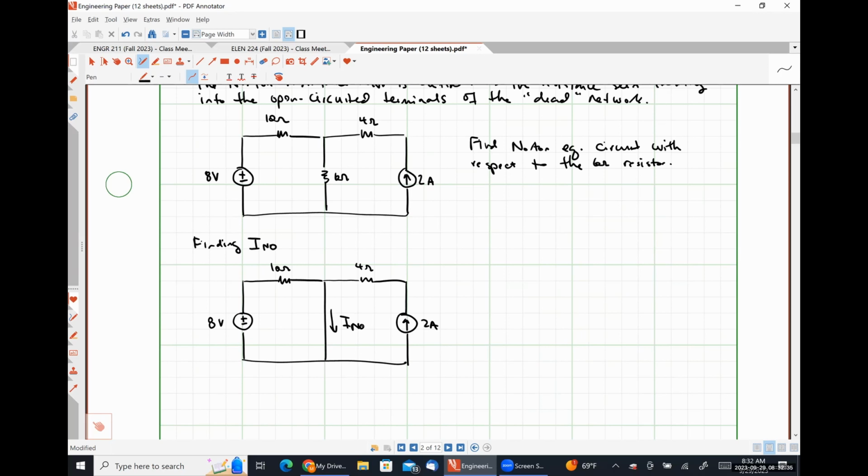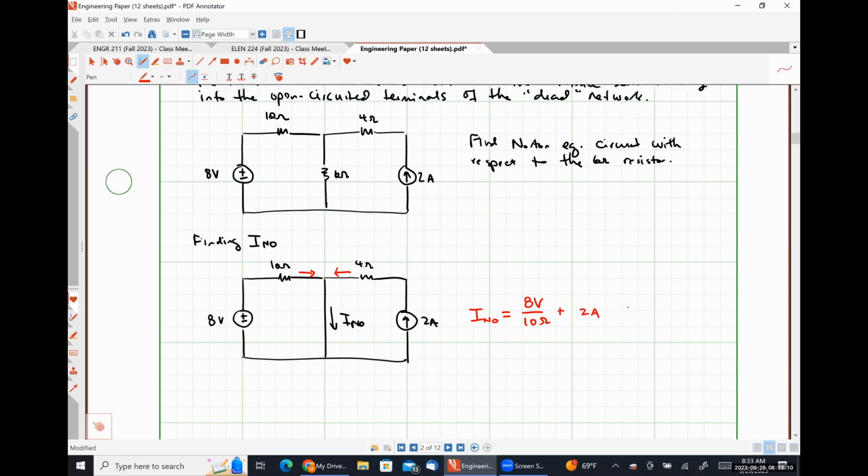Oh yeah, that basic fundamental law of circuit analysis. So I would argue that this current flowing in plus this current flowing in add together to make I Norton. Does anybody have a problem with that? So what's the current flowing through the 10 ohm resistor? 8 volts over 10 ohms. What's the current flowing in through the 4 ohm resistor? So that looks like 2.8 amps. No need for a system of equations whatsoever.